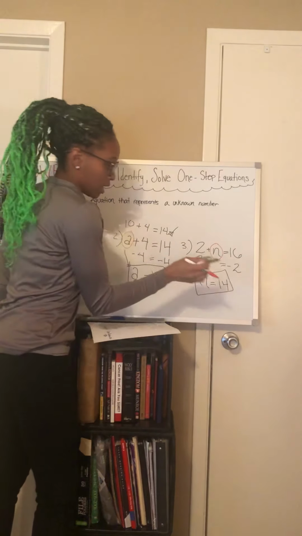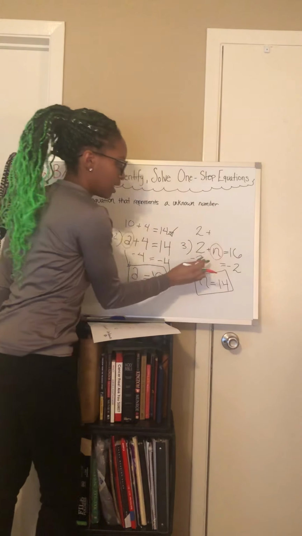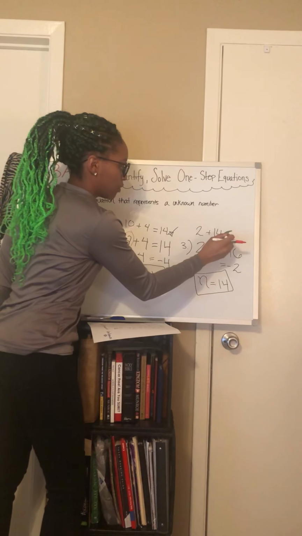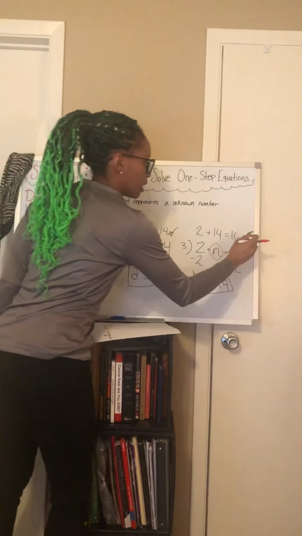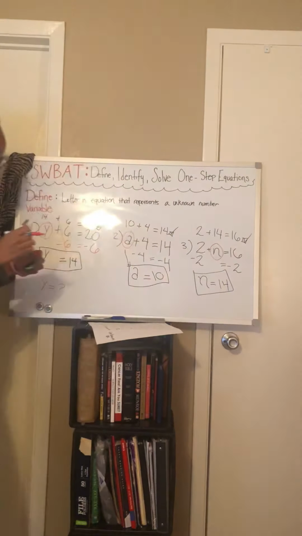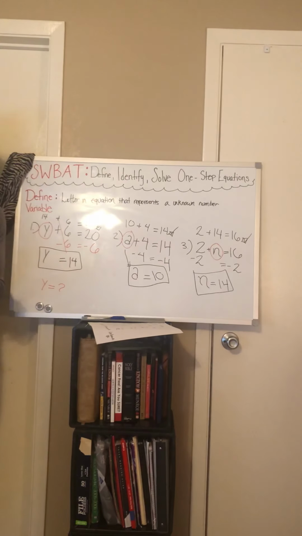And we want to check it as well. So we see 2 plus n. We said n is 14, right? Okay, 2 plus 14 equals 16. That means we did it. We solved for our variables in these one-step equations. Are there any questions? Anything at all? Please raise your hand and let me know.